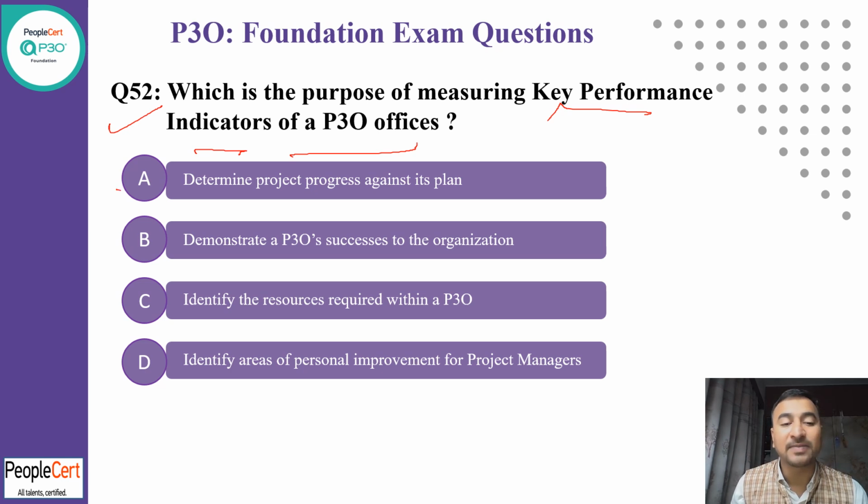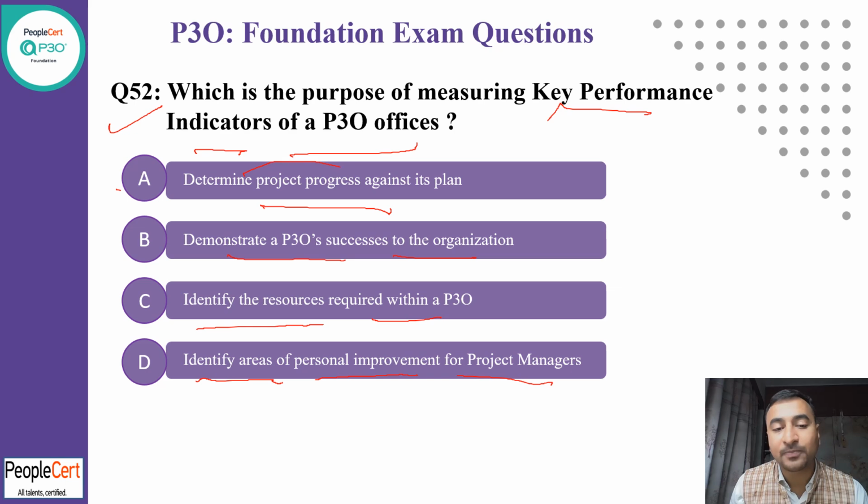Option A says determine the project progress against its plan, determine P3O success to the organization, identify the resource required within the P3O, and identify areas of personal improvement for the project managers. Take a pause, answer what would be the correct one. Let me go through the rationale.